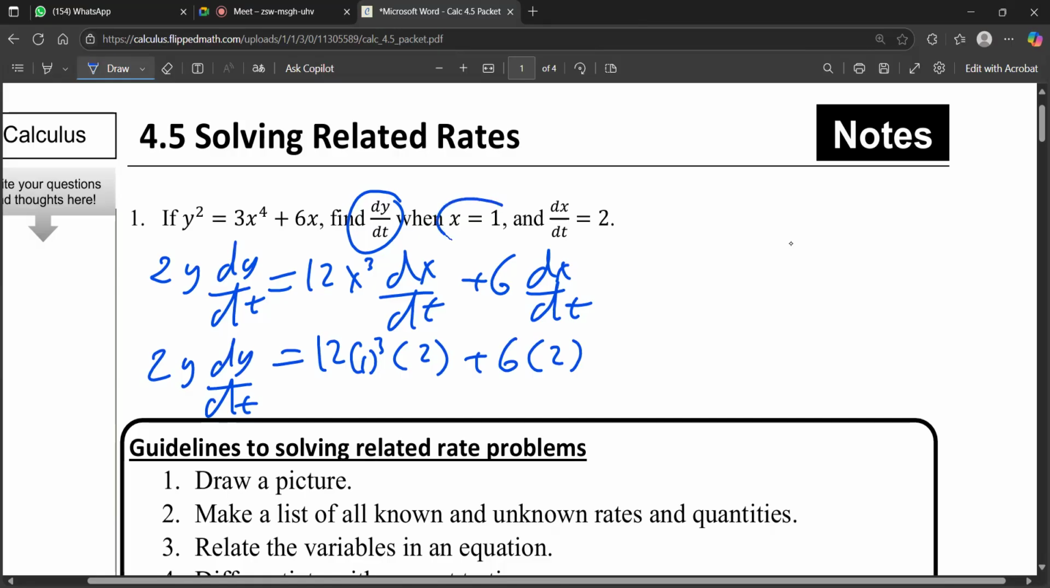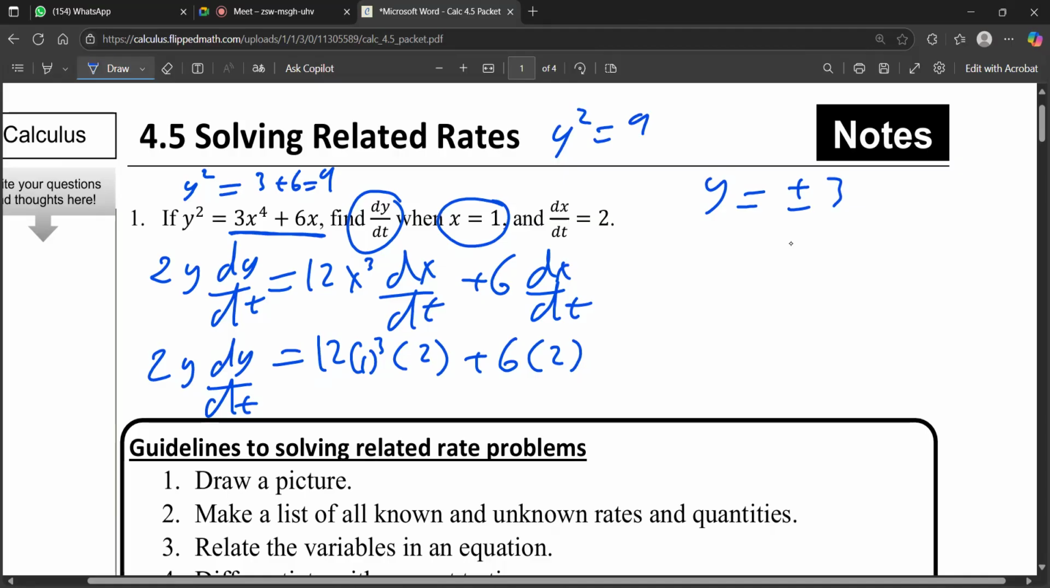I will take advantage of x equal 1 and substitute it here to find y. So y squared will be 3 times 1 to the power 4, 3 plus 6 is 9. So y squared is equal to 9. Okay, so after taking the square root of both sides, y will be positive or negative 3.